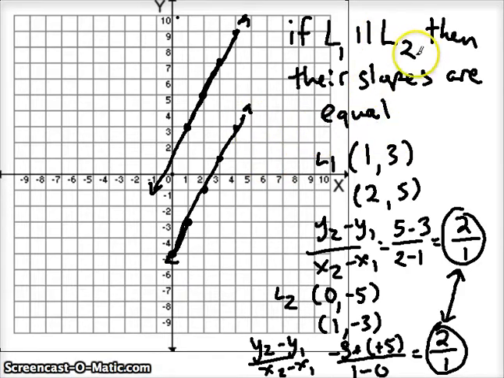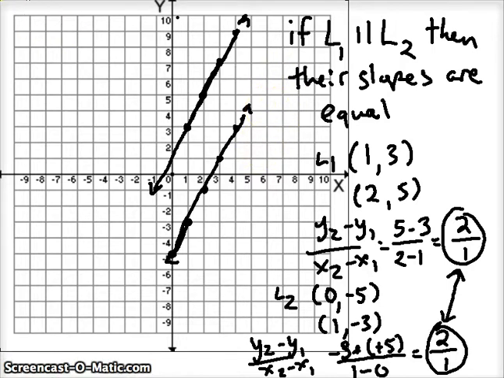Remember, the theorem says that if line 1 is parallel to line 2, then their slopes are equal. Well, the converse would be the opposite. If their slopes are equal, then line 1 must be parallel to line 2. And we just proved both of them. So that's a definite true statement.